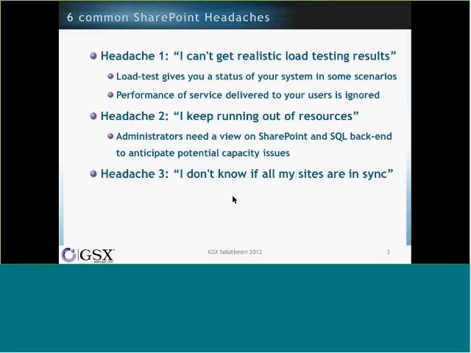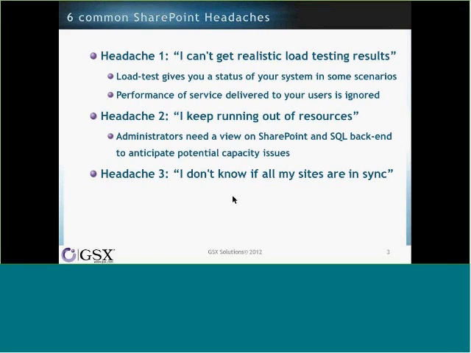Headache 3, I don't know if all my sites are in sync. So obviously we have all this data that we've talked about. It's why SharePoint's there, to manage large volumes of data. But if you can't find the stuff, and it's not indexed properly, and you don't have good metadata, and you don't have a way to find the data, what did we accomplish?